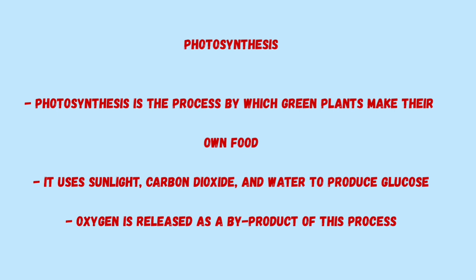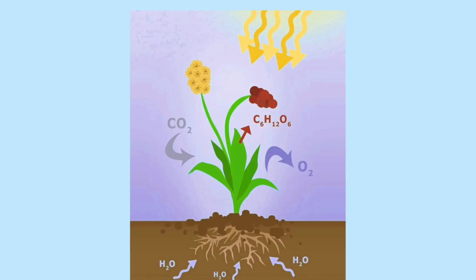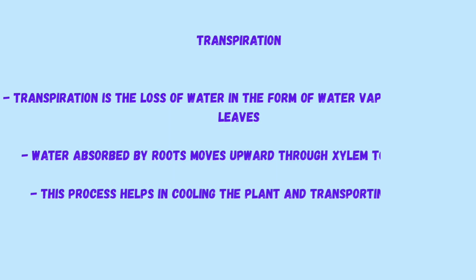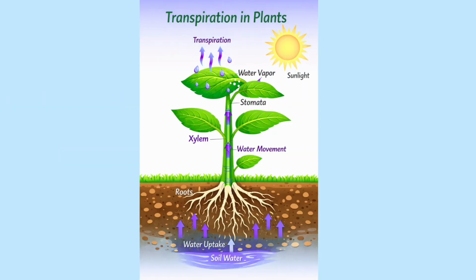Now let's see photosynthesis. Photosynthesis is the process by which green plants make their own food. It uses sunlight, carbon dioxide and water to produce glucose. Oxygen is released as a byproduct of this process. Now we will talk about transpiration. Transpiration is the loss of water in the form of water vapor from plant leaves. Water absorbed by roots moves upward through xylem to the leaves, and this process helps in cooling the plant and transporting the minerals. Alright.